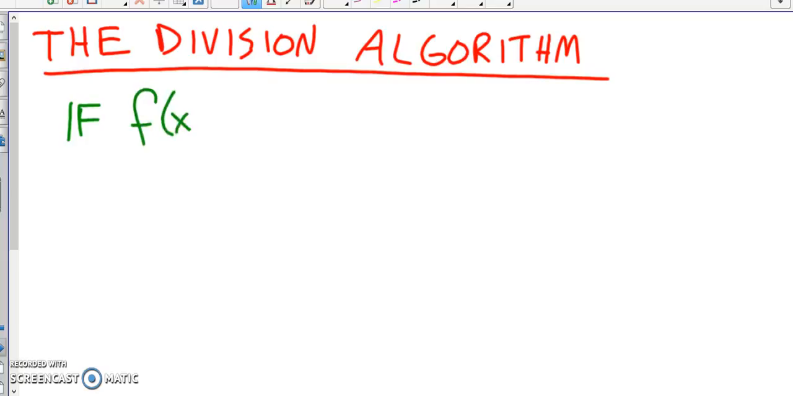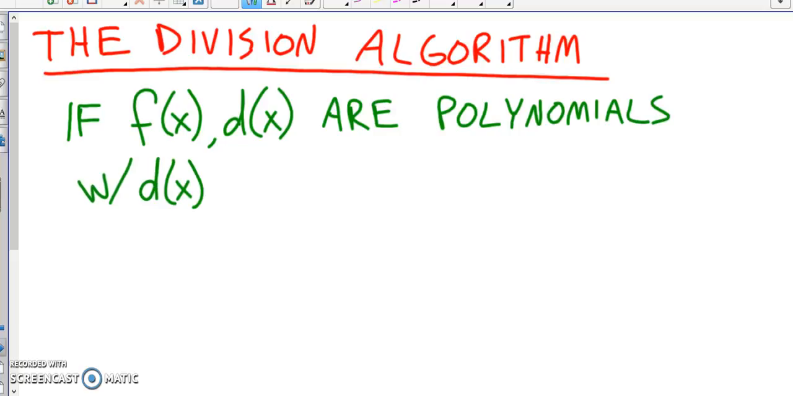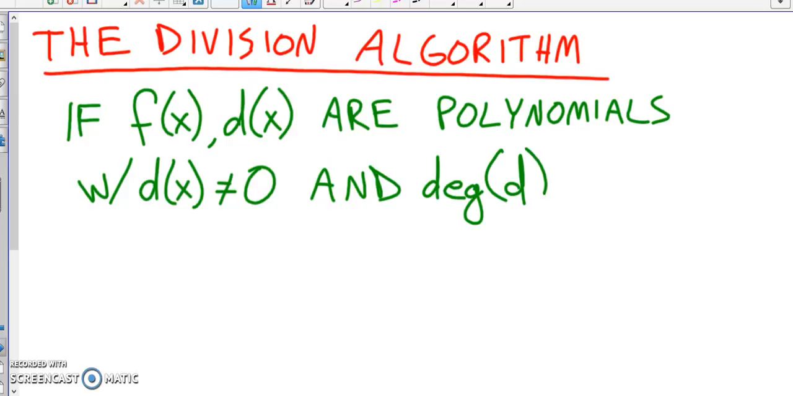If f of x and d of x are polynomials, with d of x not equal to 0, because we're dividing, so I don't want to cause division by 0, and d is the divisor. And the degree of d is less than or equal to the degree of f.